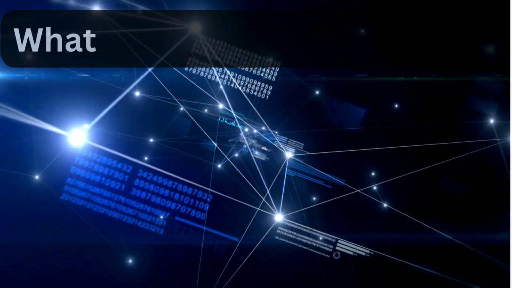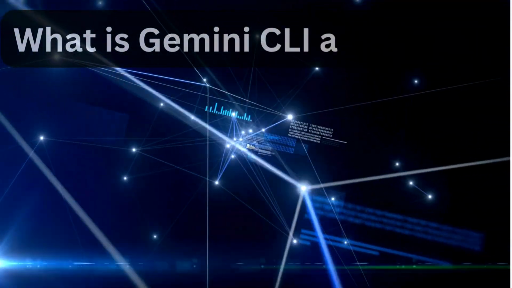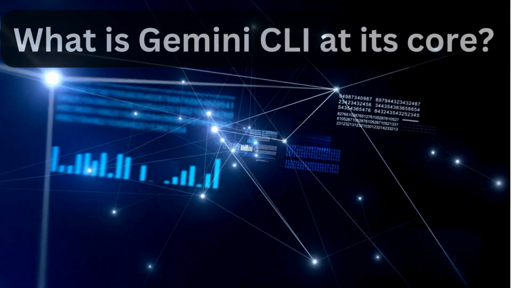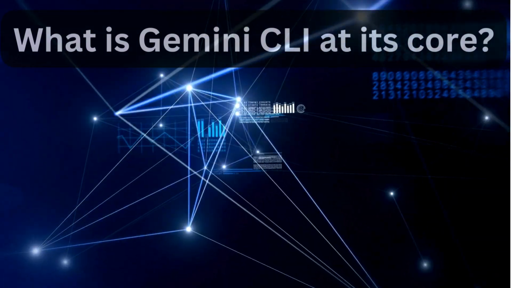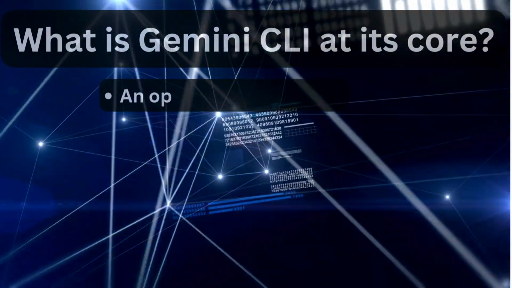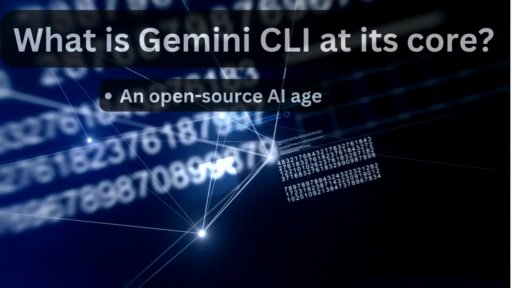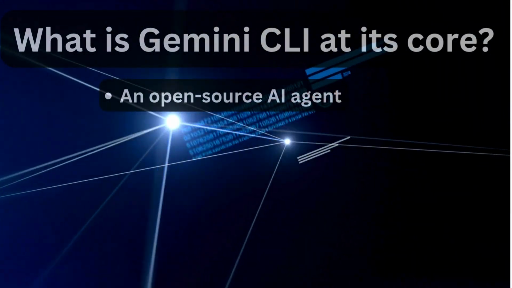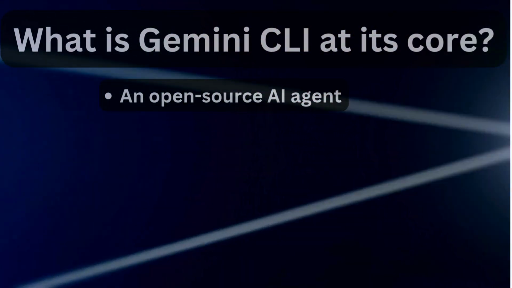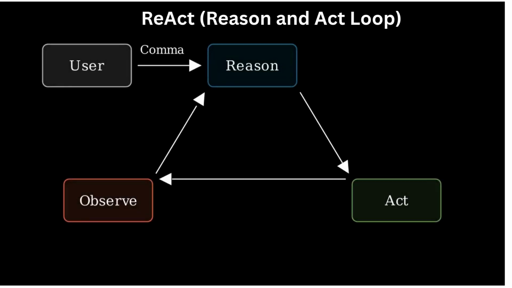What is Gemini CLI at its core? Because it sounds like more than just, well, a CLI. That's right. It's really not just another chatbot dropped into your terminal. Fundamentally, it's an open source AI agent. An agent. Okay, what does that mean in practice? So an agent isn't just reactive. It understands a goal you give it, and then it actively takes steps to achieve that goal. It uses something called a reason and act loop, or ReAct.